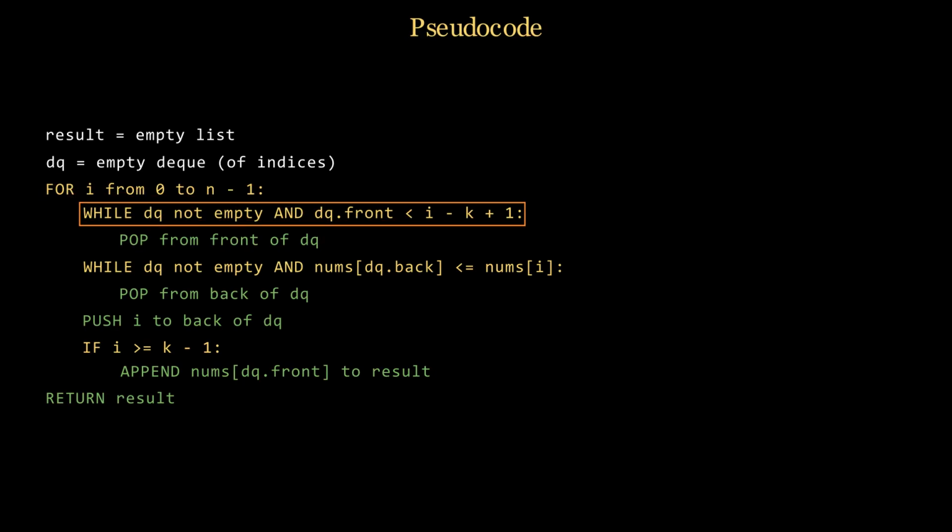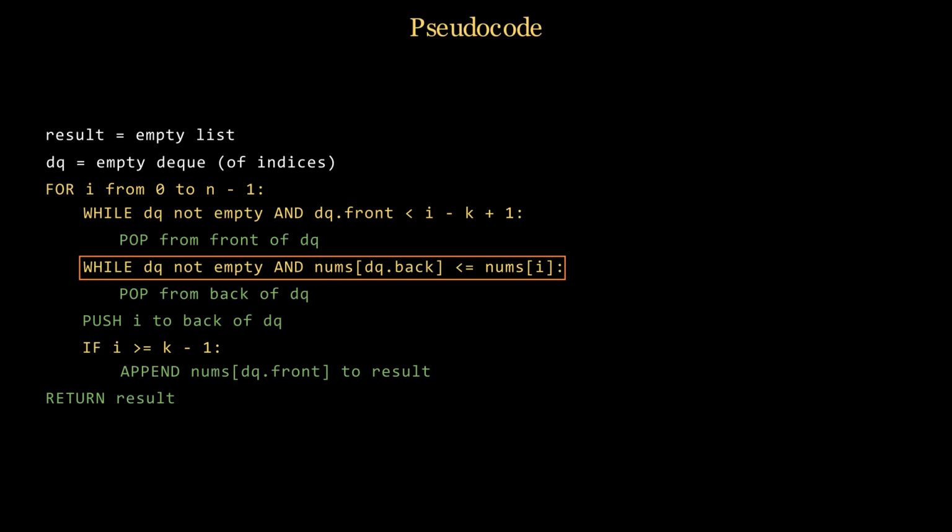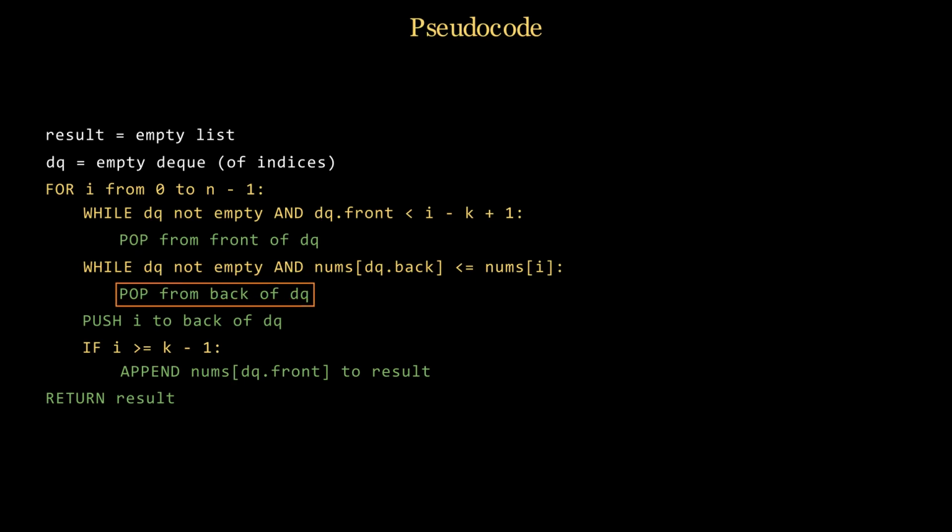While the front index has left the window, pop from front. Pop from front of deque. While the back value is at most nums[i], pop from back. Pop from back of deque. Push i to the back of deque. If we have a full window, append the front's value to result. Append nums at front of deque to result. Return result.